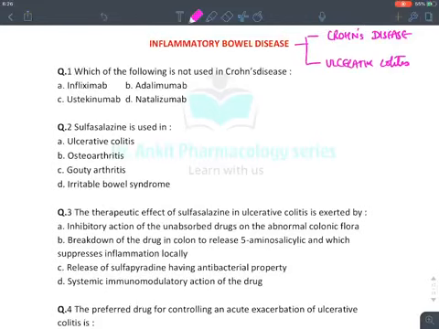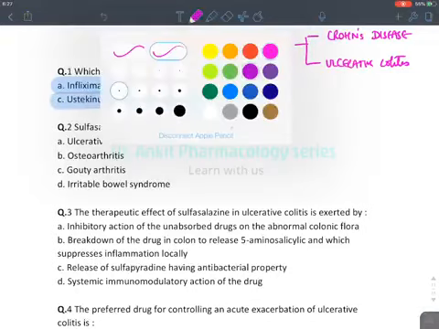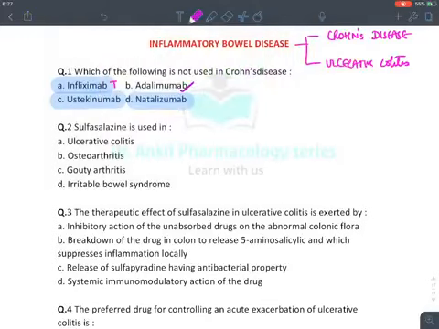Which of the following is not given in Crohn's disease? So the drug which is not given in Crohn's disease is, the answer is infliximab. Yes, it has been approved. Ustekinumab, yes, recently it has been approved. Natalizumab, yes, it has been approved. But remember, now there is a point that adalimumab is the answer. But now adalimumab can be used as an off-label use.